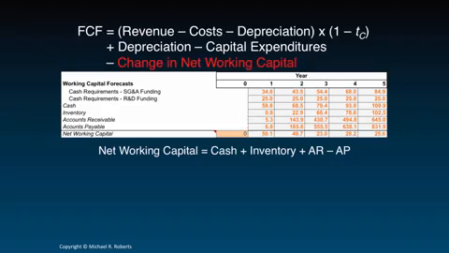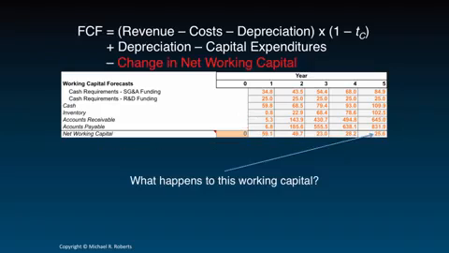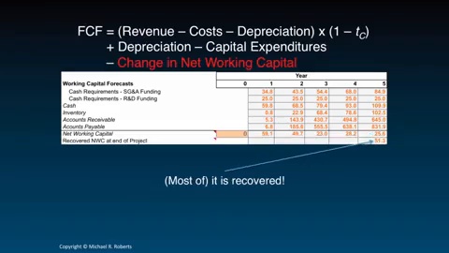Okay, but here's a question. What happens to all this working capital here at the end of the project? Specifically, what happens to all the cash that's sitting there, or the inventory, or the accounts receivable, the customers from whom we're waiting to receive payment, or the accounts payable, the suppliers who are awaiting our payment? What happens to all that net working capital? Well, like physical assets, it doesn't just disappear. In fact, most of it is going to be recovered. Not all of it, and I'll explain why in just a second.